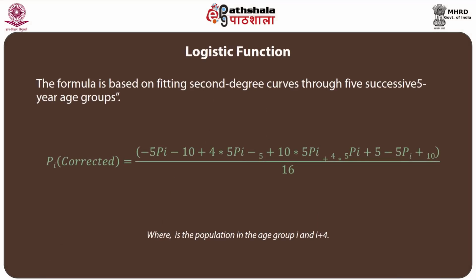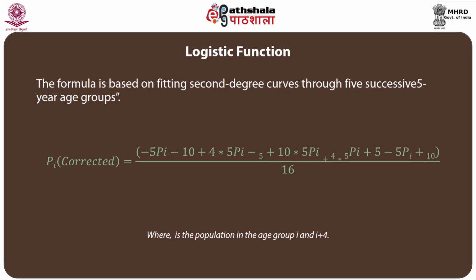The formula is based on fitting a second degree curve through successive 5-year age groups. There are also other methods to smoothen the data, other than the polynomial function which was learned now. The next formula is based on fitting a second degree curve through 5 successive 5-year age groups.